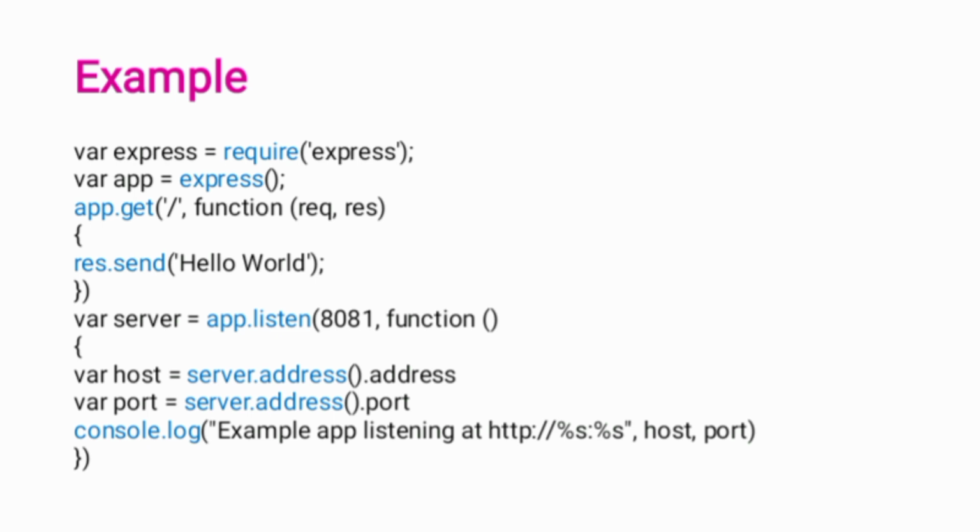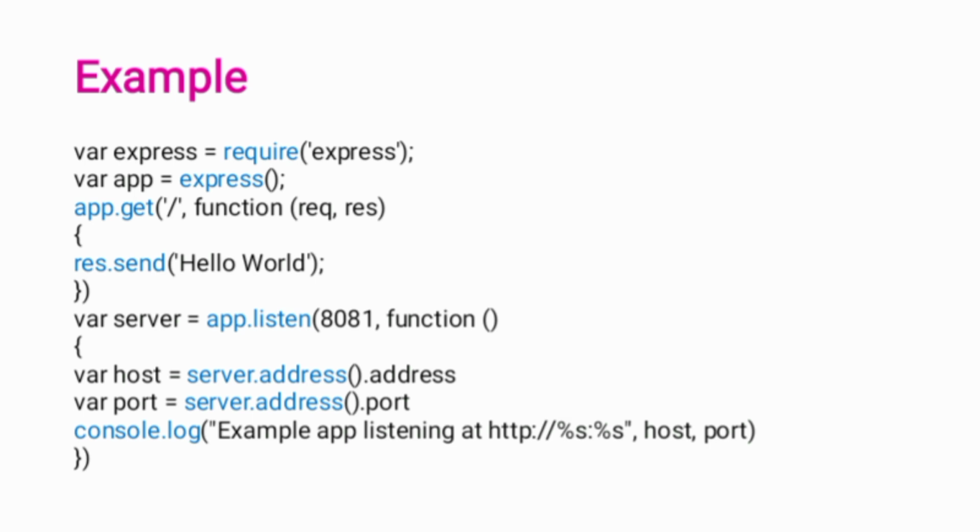This line retrieves the host address on which the server is running. This will typically be 0.0.0.0. Next we have where port equal to server.address method dot port. This line retrieves the port number on which the server is listening. Next we have console.log. Within that we have example app listening at HTTP.